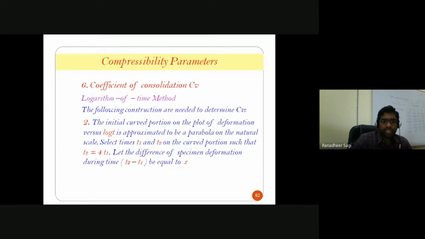However, the approach with regard to the logarithm of time method represented here is slightly different from the approach I have talked about. But more or less, irrespective of which approach you follow, you will get the values with only small variation. So you can follow either of those approaches. Nothing wrong in doing it.